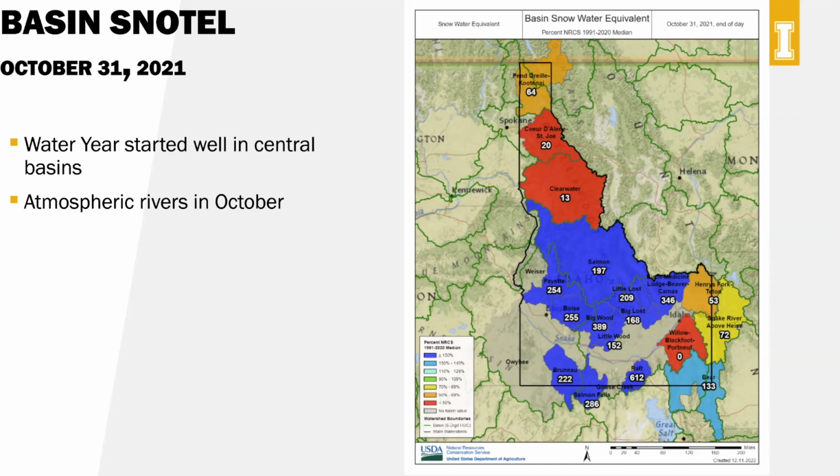What you can see here is that near the end of October, the water year had started out fairly well, at least in central and southern Idaho, with more than 200% of the 30-year median values of SWE. This was partly due to some atmospheric rivers having come in and hit central and southern Idaho early in the snow season.